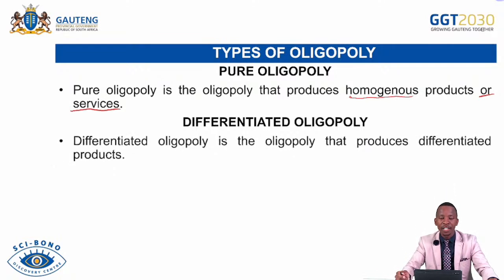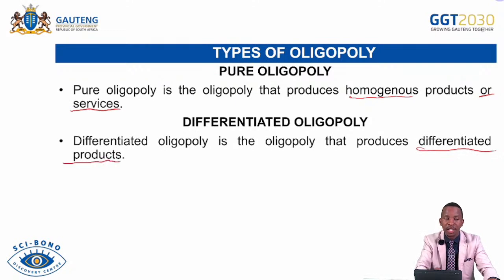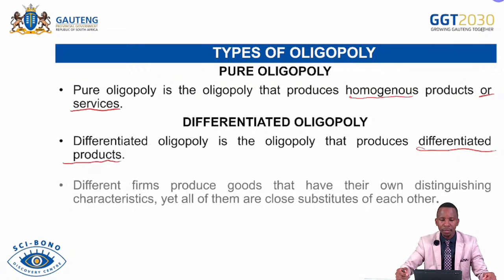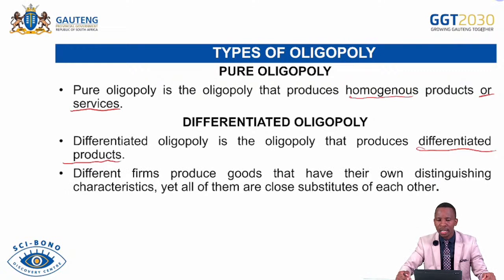And then we have a differentiated oligopoly, which produces differentiated products. Most differentiated oligopolies exist in, for example, the motoring industry. Cars can look the same, but they are not identical, because specifications and branding are not similar. Different firms produce goods that have their own distinguishing characteristics, yet all of them are close substitutes for each other.